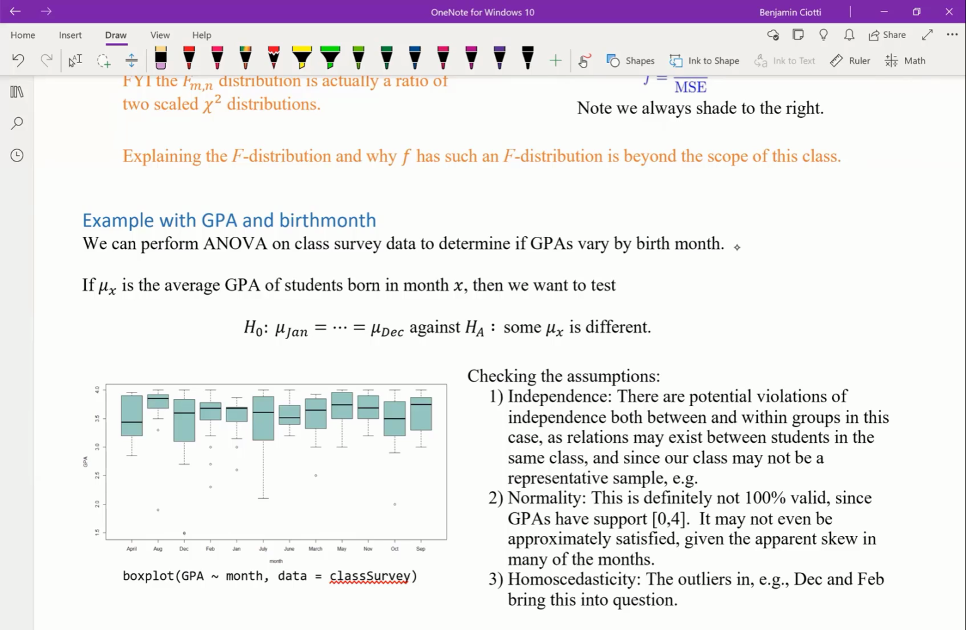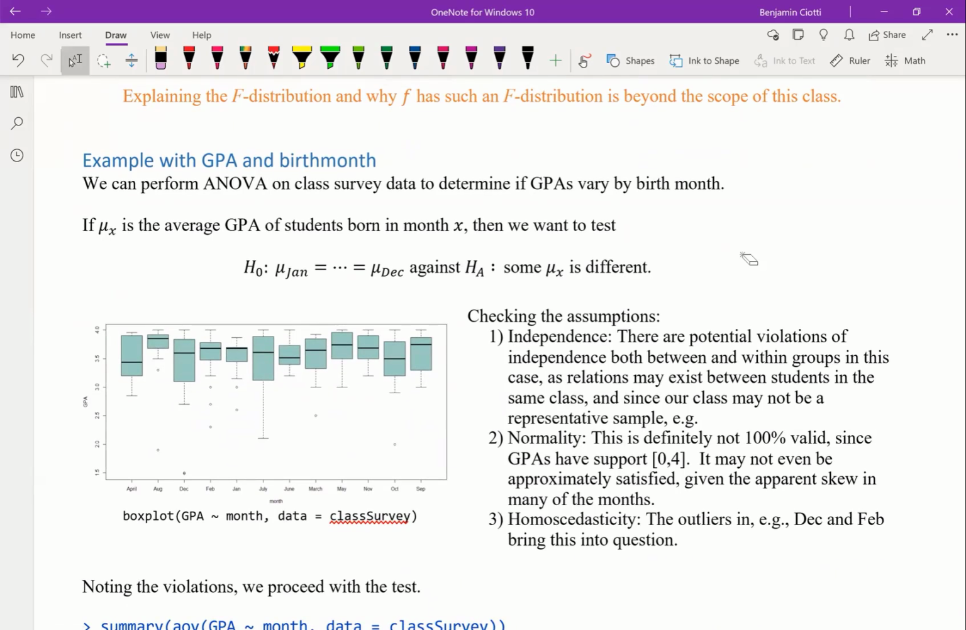So the appropriate null hypothesis would be that the GPA for each month is the same. That is, if mu sub x is the average GPA of students born in month X, our null hypothesis is that mu sub January equals mu sub February equals ... equals mu sub December, against the alternate hypothesis being that there's at least one month with a different GPA than the others.